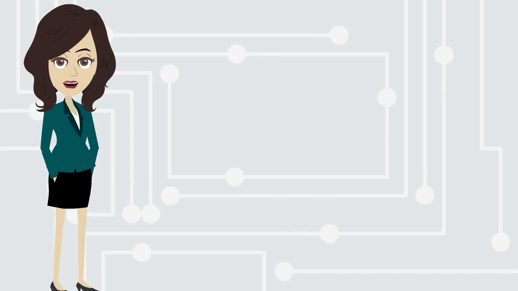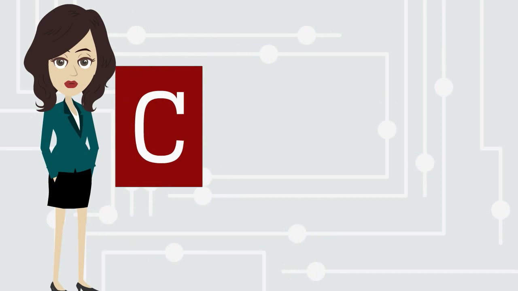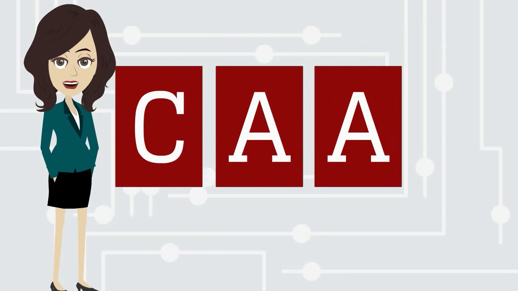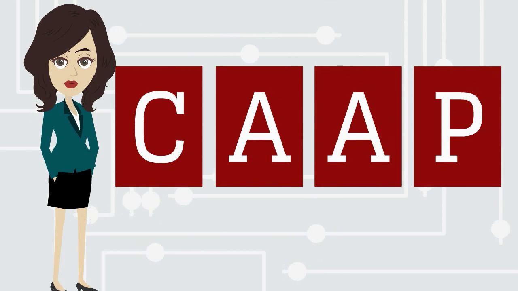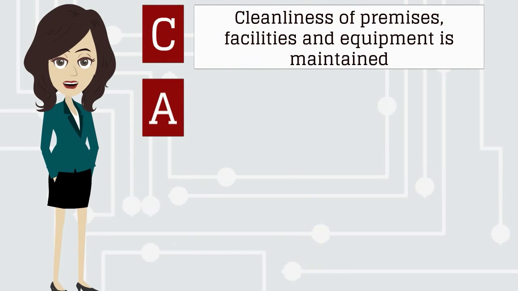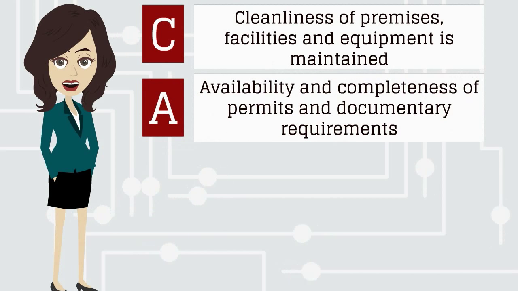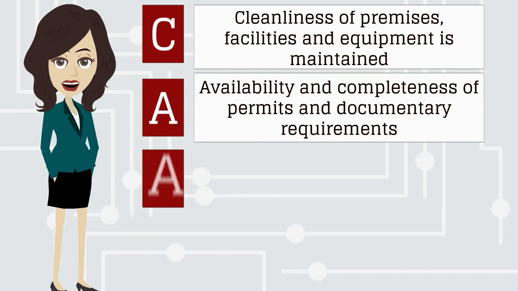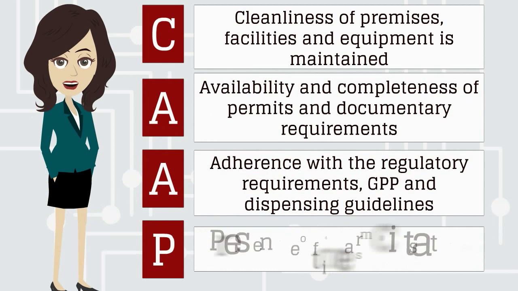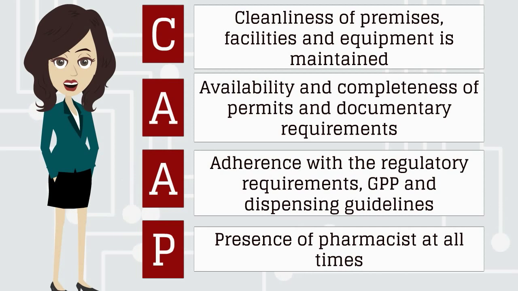That's our Watsons pharmacist. She's confident, composed, knowledgeable, and professional. She's well prepared at all times. During FDA visit, always remember C-A-A-P for COP. C for the cleanliness of premises, facilities, and equipment is maintained. A for the availability and completeness of permits and documentary requirements. A for adherence with the regulatory requirements, GPP and dispensing guidelines, and lastly, P for the presence of pharmacist at all times.